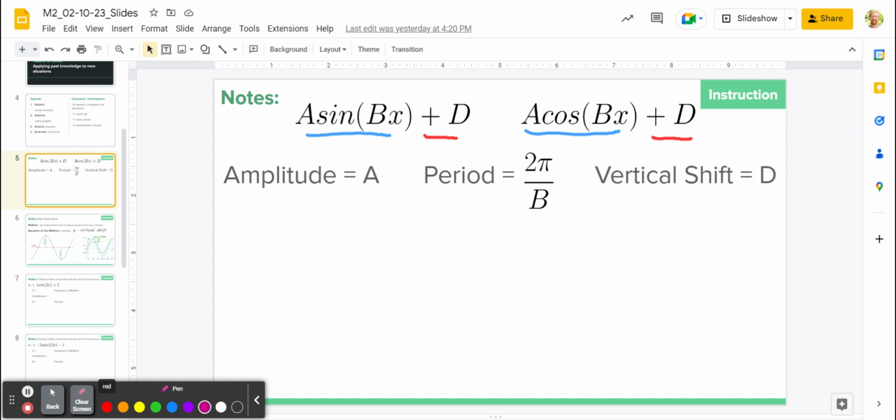We have the amplitude equals a. We worked on that one yesterday. The period equals 2 pi over b. That was another one we worked on yesterday. And that new one that we're introducing today, the vertical shift equals d. Let's get that up there as well.